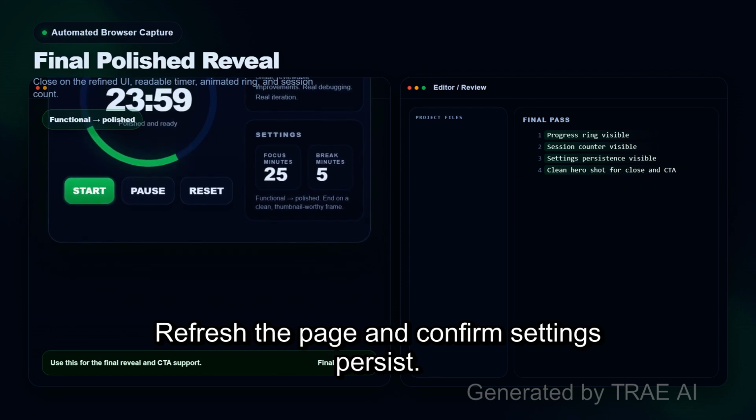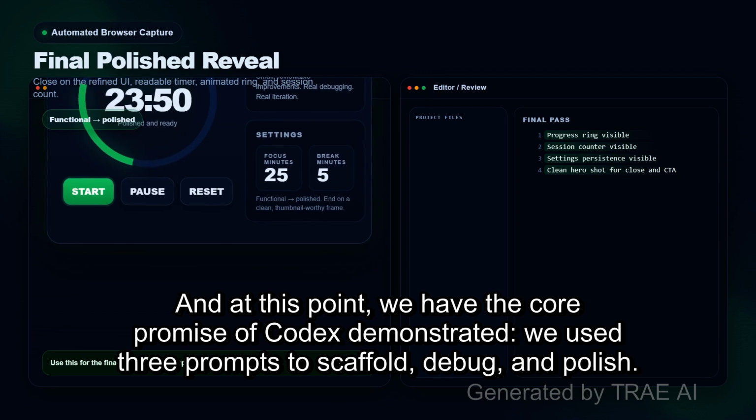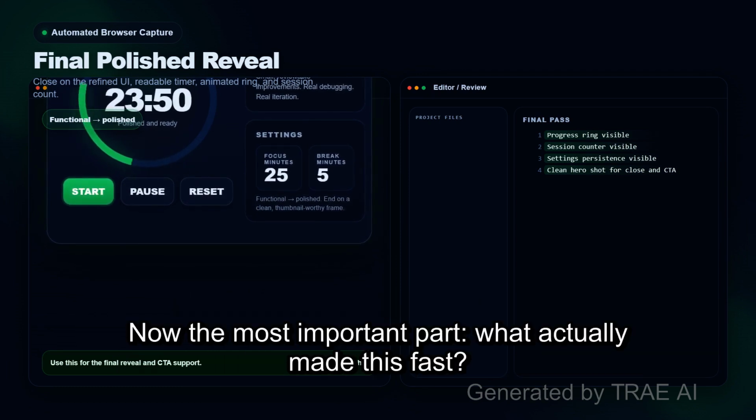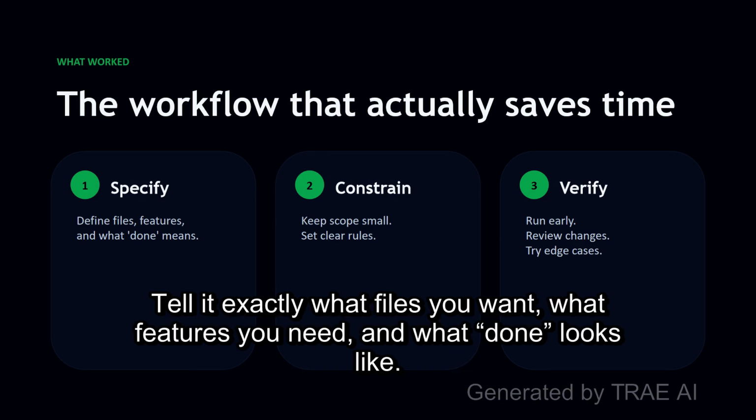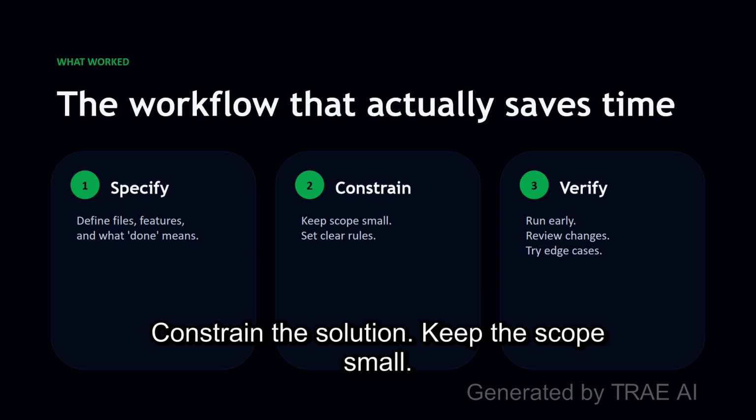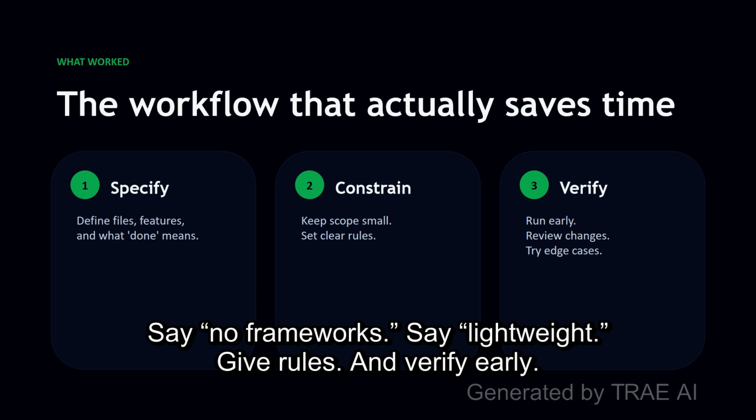Now the most important part, what actually made this fast? Because the tool is not the main story, the workflow is. Here are the 3 principles. Specify the outcome. Tell it exactly what files you want, what features you need, and what done looks like. Constrain the solution. Keep the scope small. Say no frameworks. Say lightweight. Give rules. And verify early. Run it immediately. Try to break it. Review changes. Don't accept mystery edits.